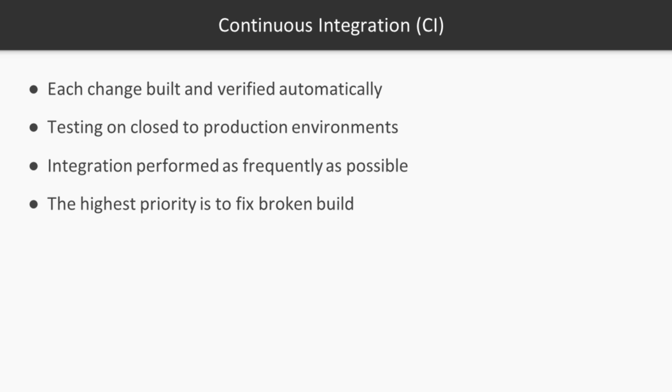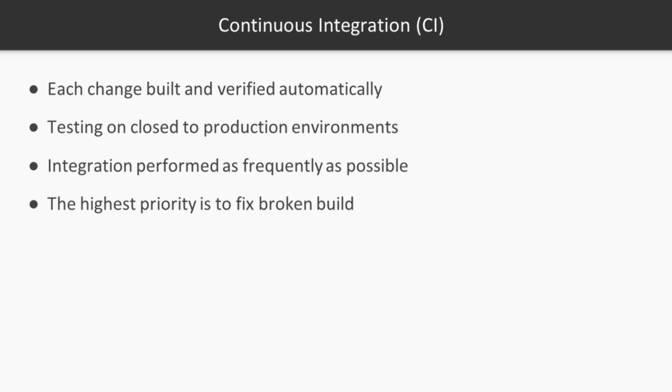Continuous integration consists of several key principles that we can mention. First of all, it relies on the fact that each change should be built and verified automatically. By implementing those principles, the changes made by our team to our source code base will be verified automatically, and we won't spend any manual effort on this.